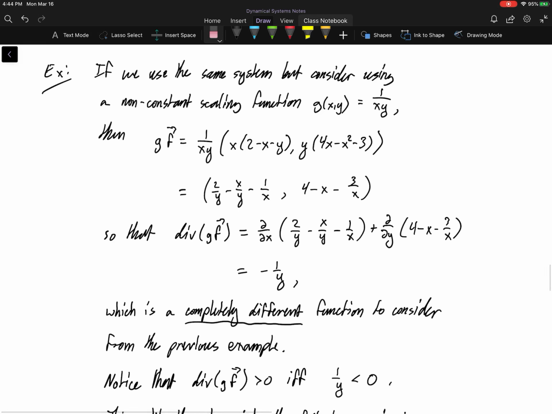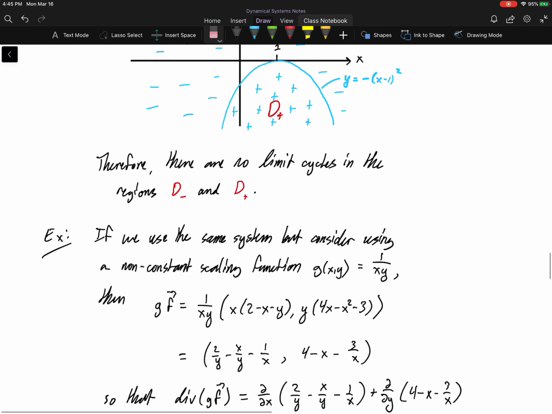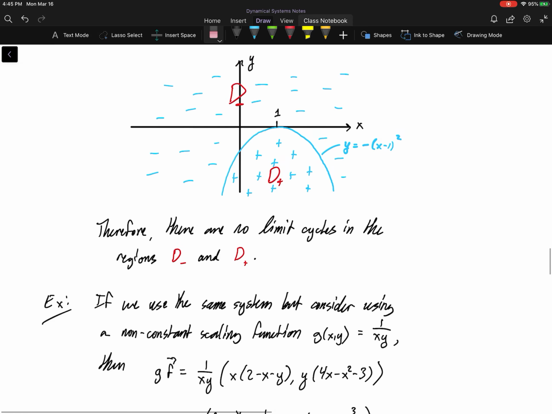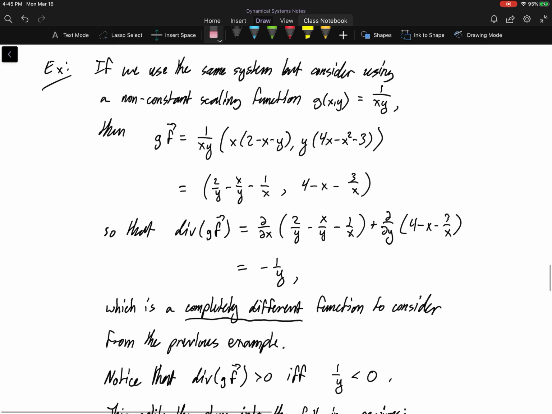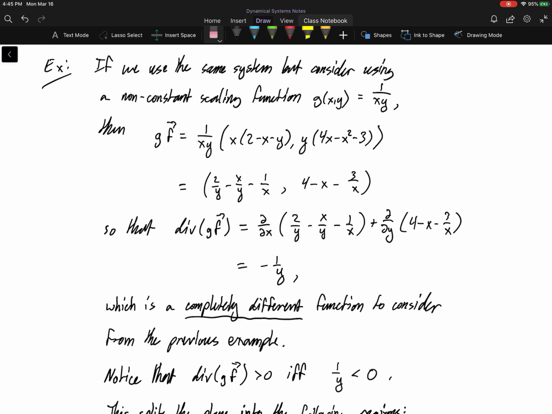But, have a look here. I can change up the g function, and this is the one that Strogatz uses. Right? Sometimes you have to be a little bit creative in how you come up with these. We can say that the same system using a different Dulac function can change up those domains. So instead of ruling out limit cycles in these two regions, I can use a different function to change up what those regions look like.